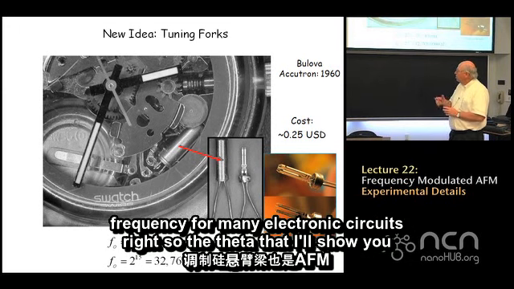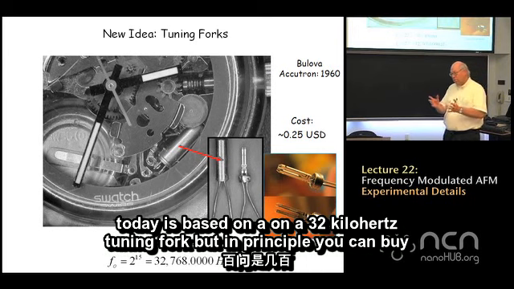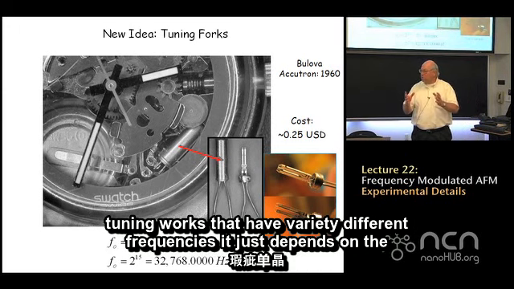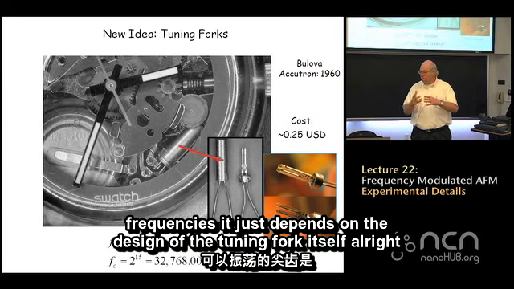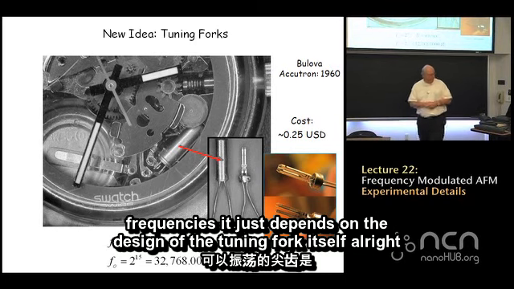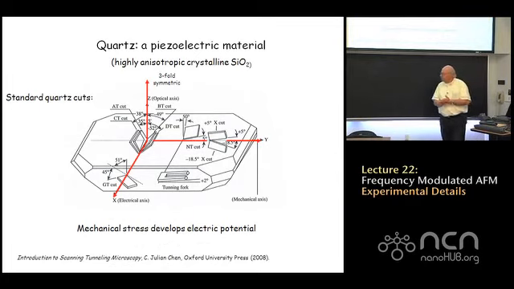So the data that I'll show you today is based on a 32 kilohertz tuning fork, but in principle you can buy tuning forks that have a variety of different frequencies. It just depends on the design of the tuning fork itself, right? So this is kind of like everything you wanted to know about tuning forks in one lecture.